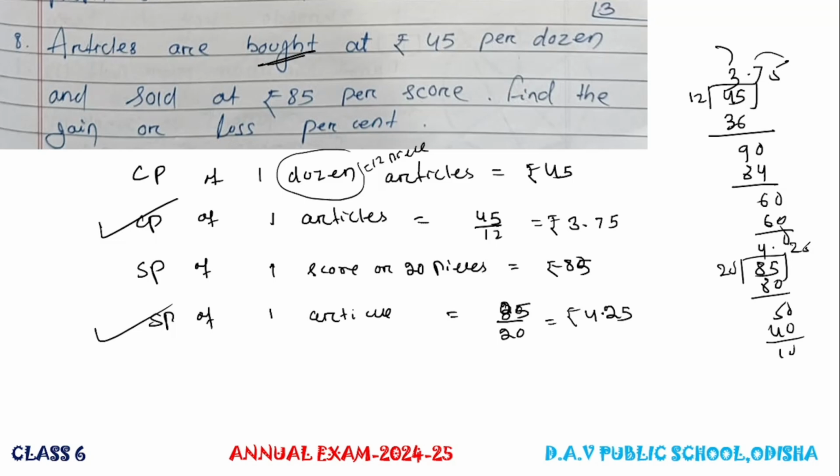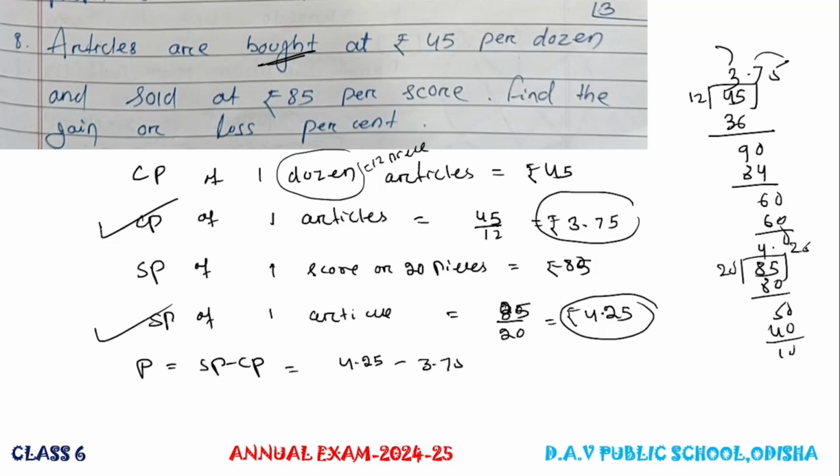Now tell me, profit or loss? Now SP is 4 rupees 25 paisa, CP is 3 rupees 75 paisa. So obviously profit, because SP is greater. So profit equal to SP minus CP, that is 4.25 minus 3.75, that is 0.50. Now calculate profit percentage equal to profit, that is 0.50 divided by CP, that is 3.75, into 100.